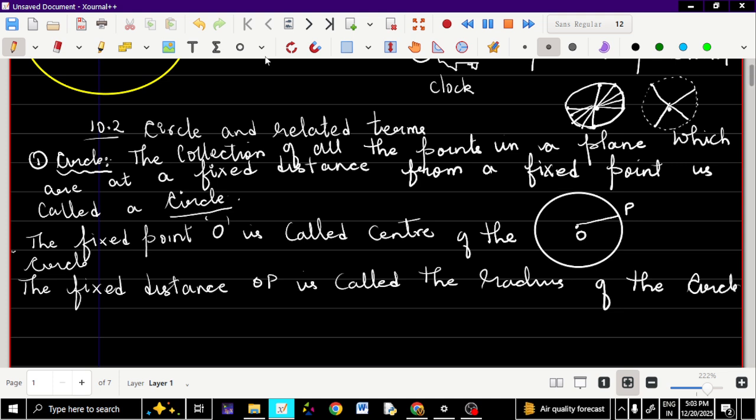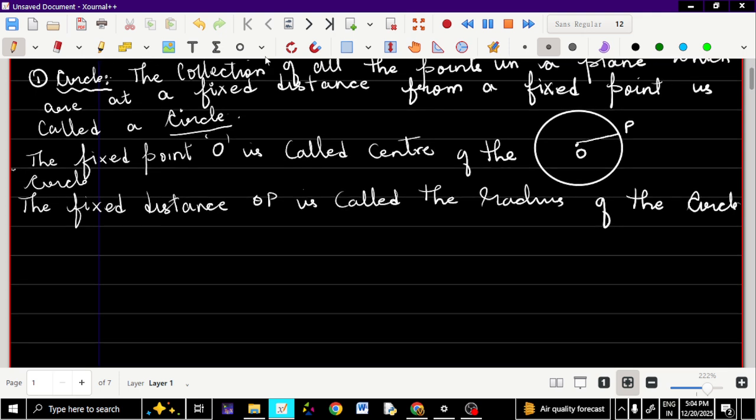Now the word radius has two meanings here. This length OP, the line segment OP, is also the radius and its length is also the radius. So OP here, the line segment OP, is called radius and the length of the line segment OP is also called radius. Okay. So technically, if you see, it has two meanings. The line segment is called the radius, and its length is also called the radius of the circle. Okay. I hope up till here it's fine.